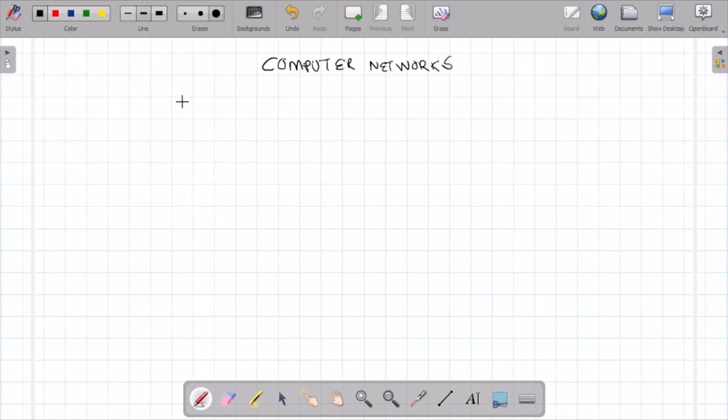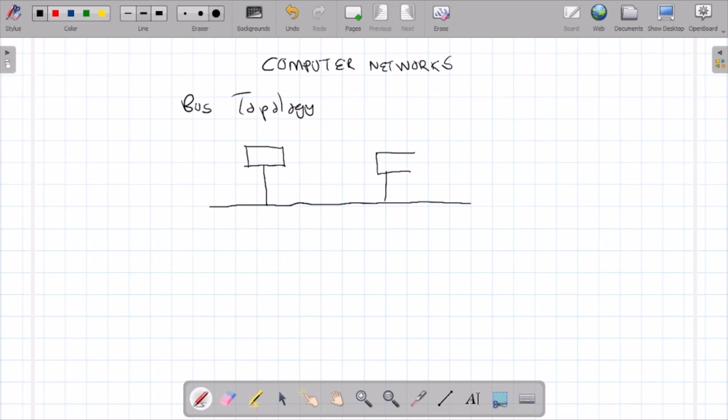So we have the first one, which is known as a bus topology. So what is a bus topology? All the computers in this network are going to be connected via what is known as a backbone cable. So we actually have a central cable, which we are calling the backbone cable, and then all the computers or all the nodes are going to be connected to this central cable. So communication is via this backbone cable.